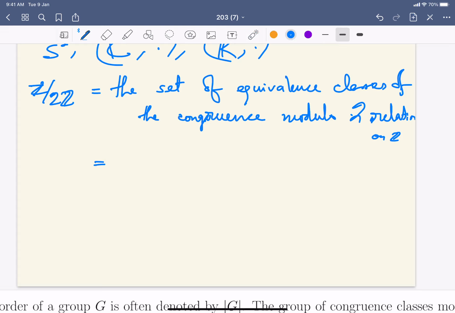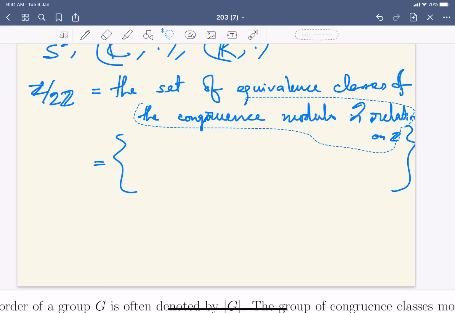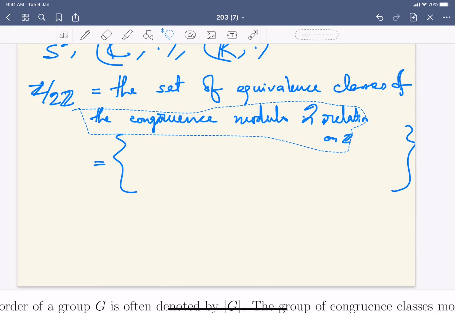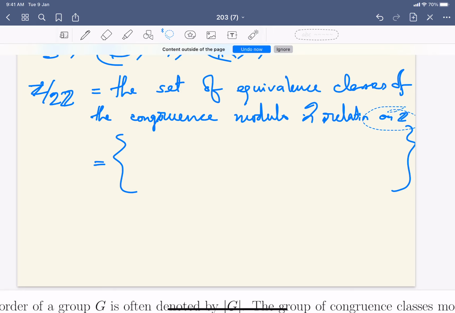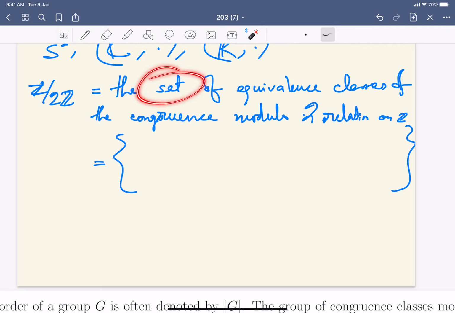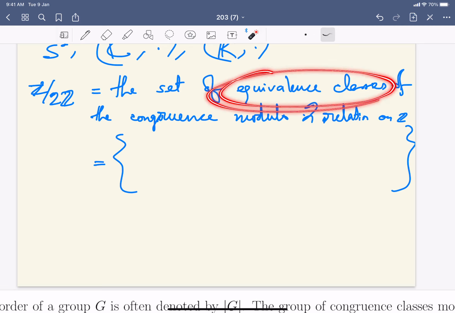Since this is a set, let's introduce the symbol of set first. I have introduced the necessary symbol. So within this set, what do I need to write? I need to put the equivalence classes, right? So let me write the equivalence classes then.